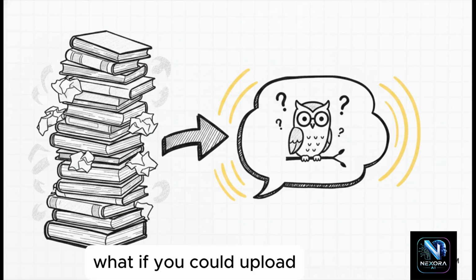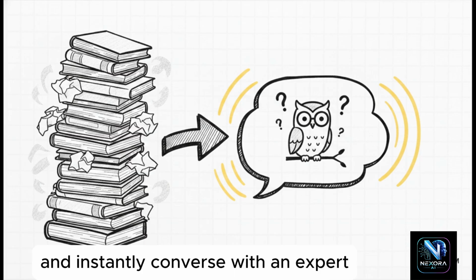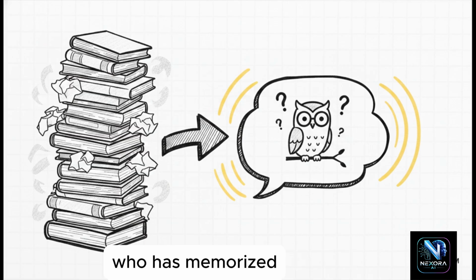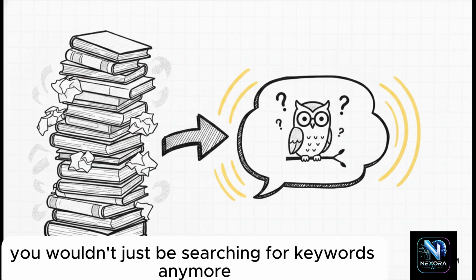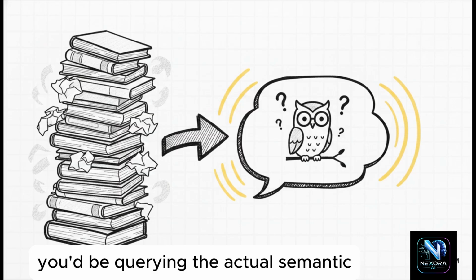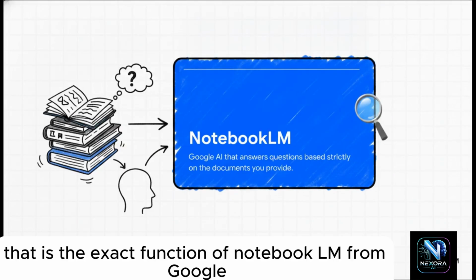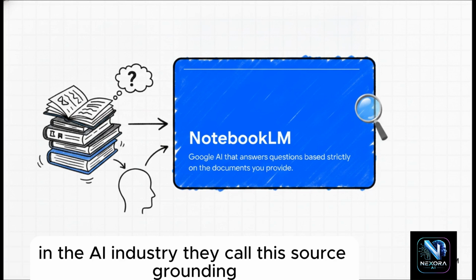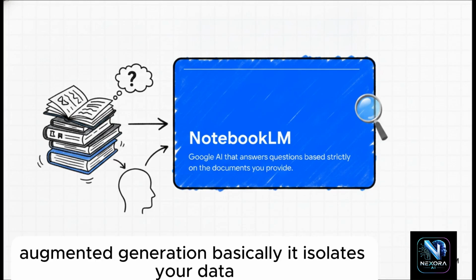your company. What if you could upload all of that into one localized hub and instantly converse with an expert who has memorized every single word of your specific documents? You wouldn't just be searching for keywords anymore, you'd be querying the actual semantic meaning of your own private information. Well, that is the exact function of Notebook LM from Google. In the AI industry, they call this source grounding, utilizing a process called retrieval augmented generation.